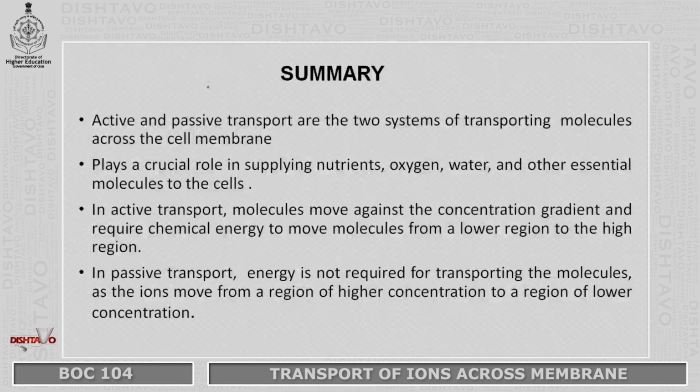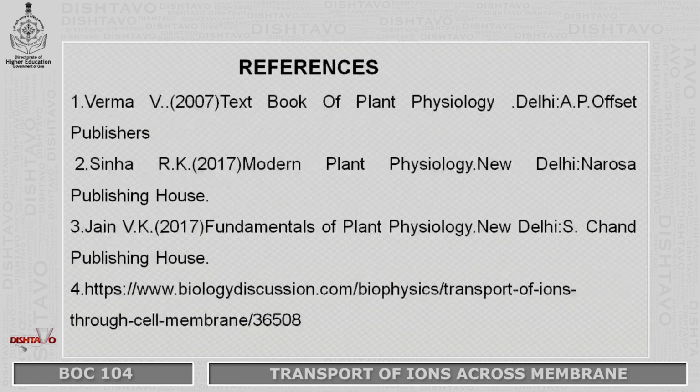Now, to sum up the lecture, here I have put up the summary that there are two systems of transporting ions and molecules. One is active and the second one is passive transport. In active, molecules move against the concentration gradient, they require energy, whereas in passive, it's just the opposite. Both these play a crucial role in supplying nutrients, oxygen, water, and other essential molecules to the cells.